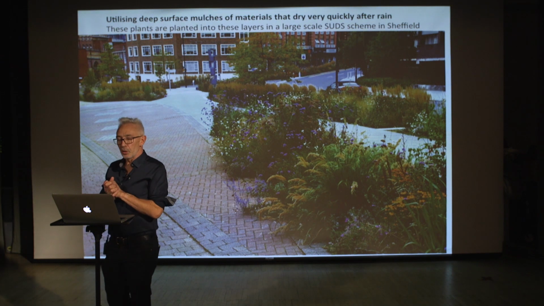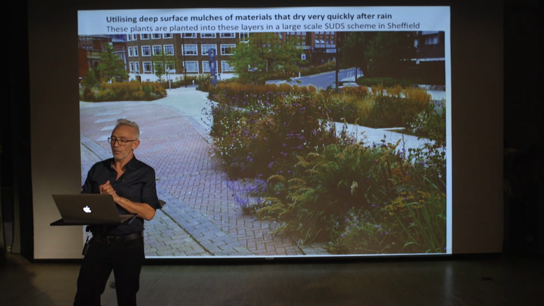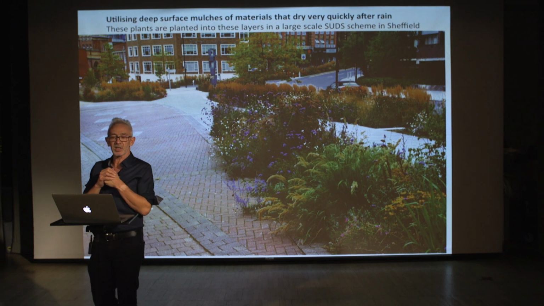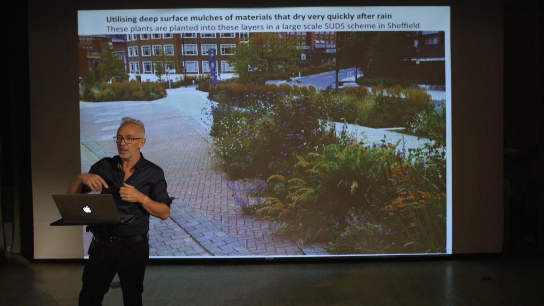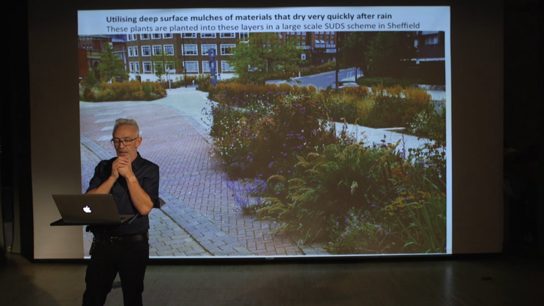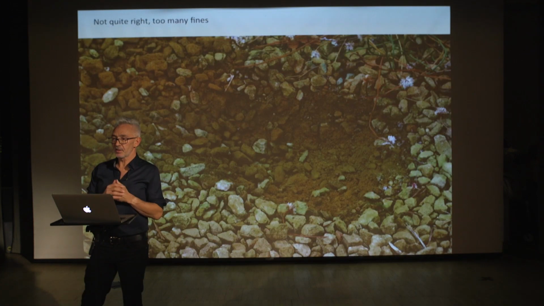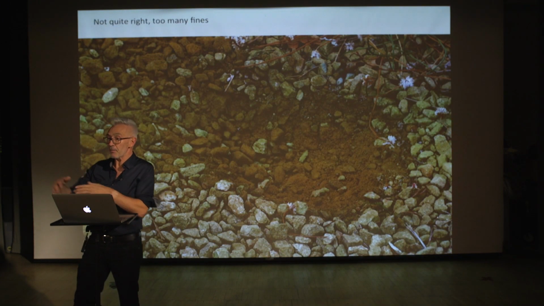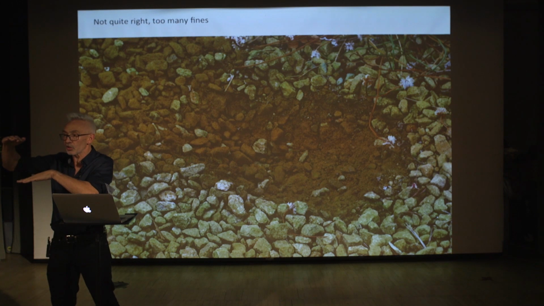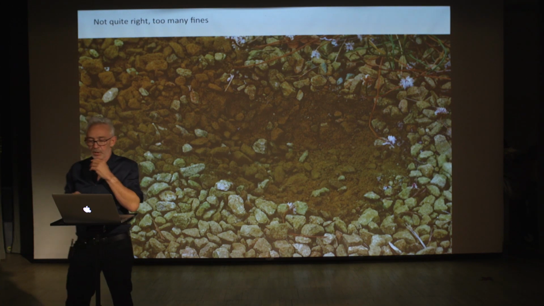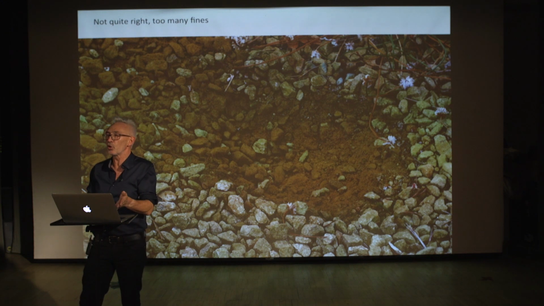The fourth thing to do is to utilize deep surface mulches and materials that dry very quickly after rain. This is a stormwater system which runs for 1.2 kilometers through my city in Sheffield, designed by my colleague Nigel Dunnett. If we look at what's below that, this is very complex, some, you might say, messy planting, but beneath it you have this deep layer of gravel, and the plants are planted into the gravel, not into the soil. There's soil beneath, and the roots escape and go down. But this system won't work as well because it's got too many fines in it, and you'll get too many weeds establishing on the surface because of a moisture film.